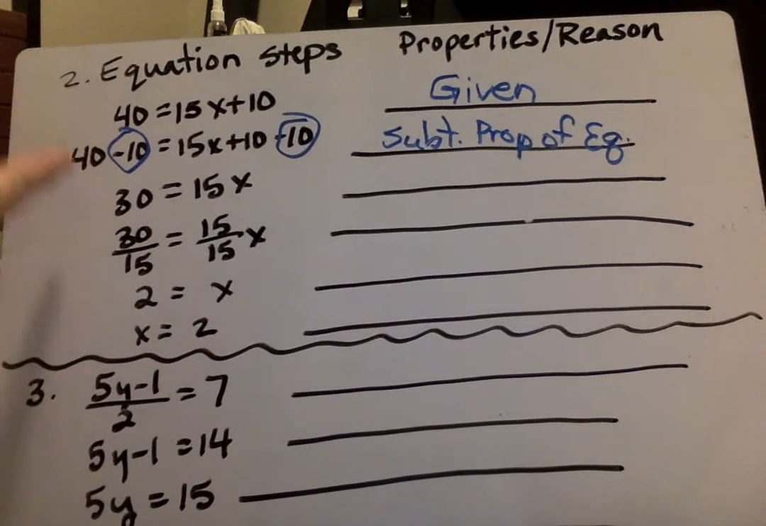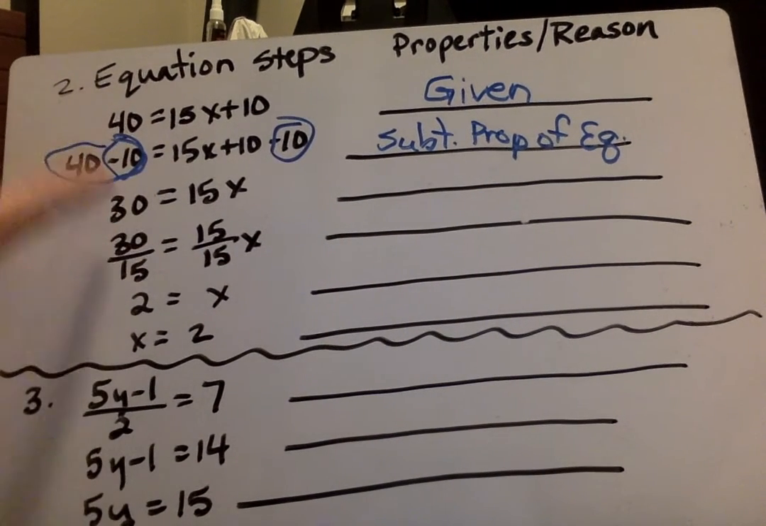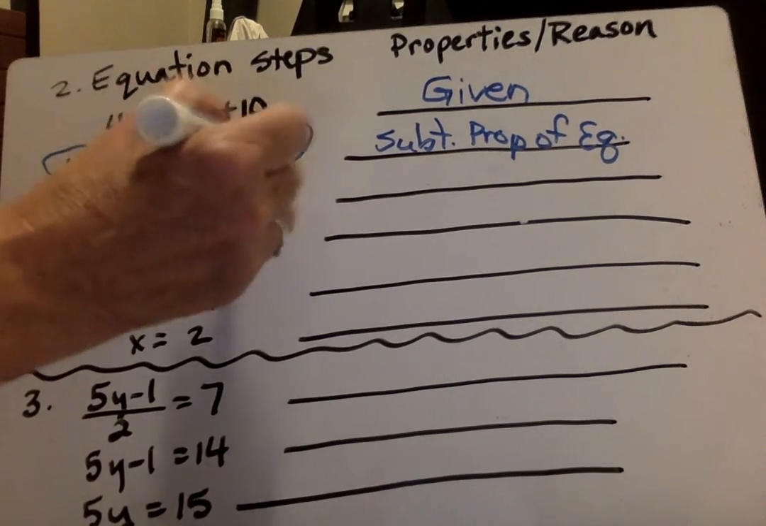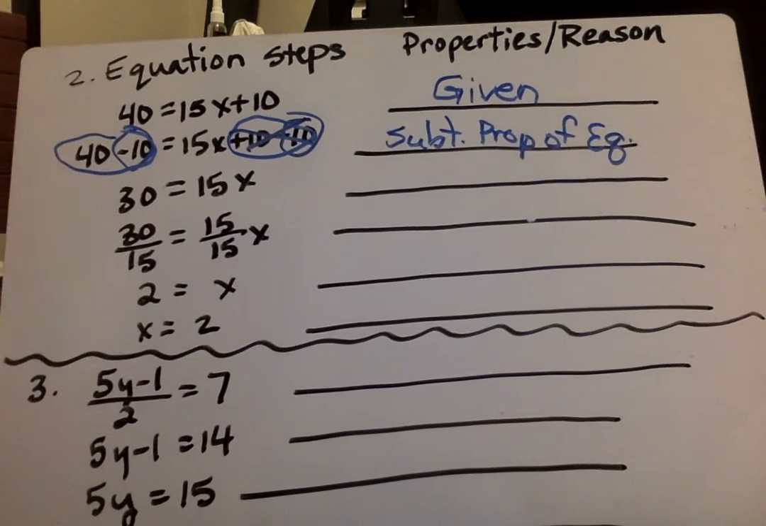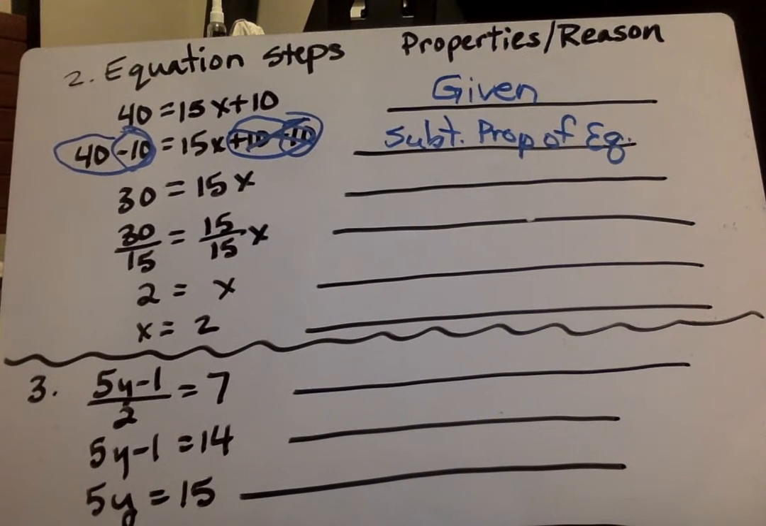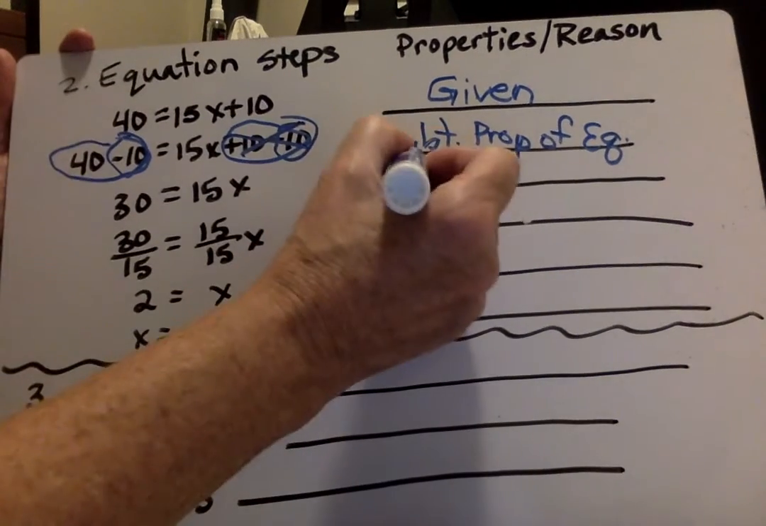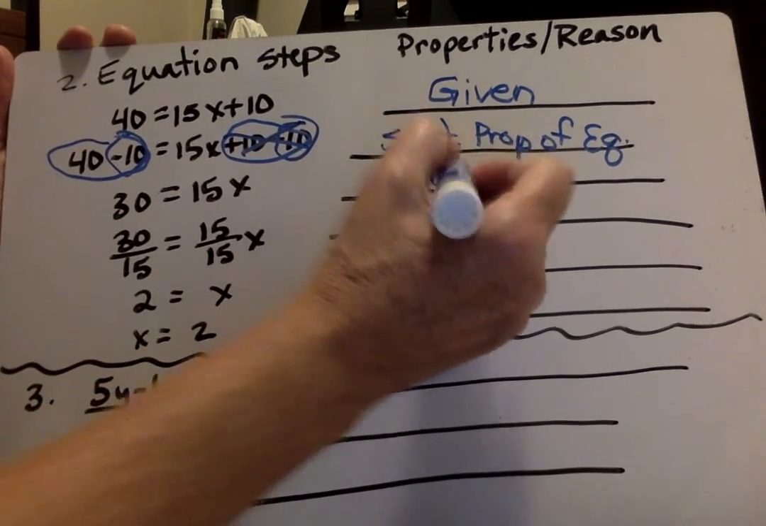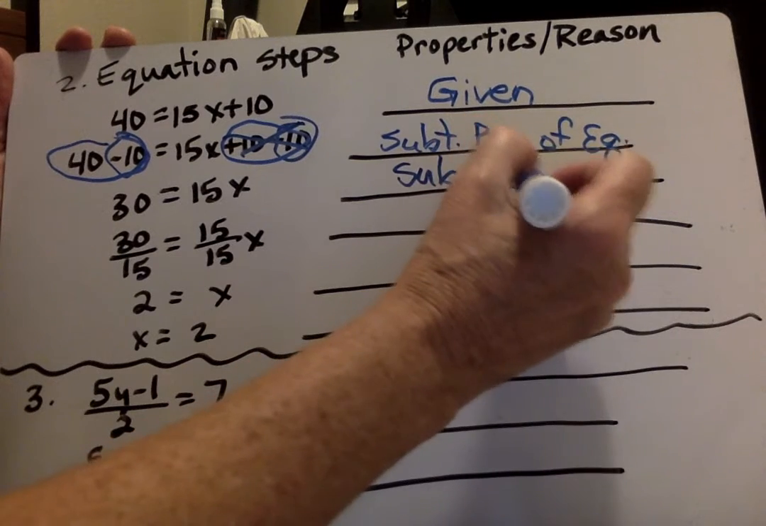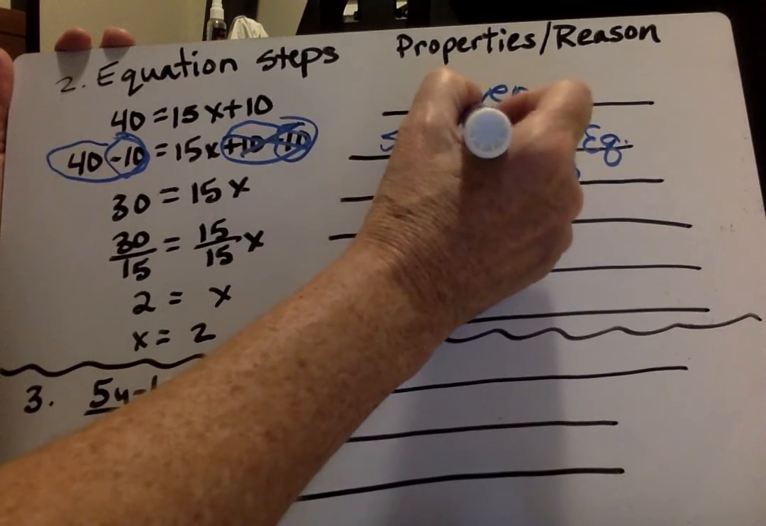Okay, then we say what happened from here to here. We took the whole thing, 40 minus 10, and got 30, and plus 10 and minus 10 went away. So we simplified it, and when we simplify it, another name for that is substitution. So don't confuse it with subtraction. Substitution. We have to write out the whole word. And I should probably write out subtraction property of equality.